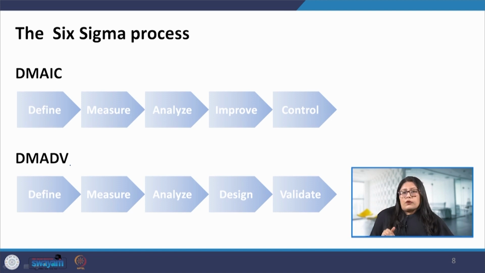In the second approach, which is for newer products or processes, we again define, measure, analyze, and then we design or make the prototype, and then validate or test it out to see if it is working as expected or if there are some challenges.